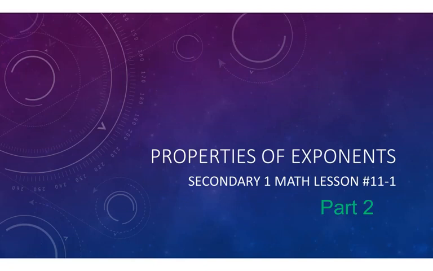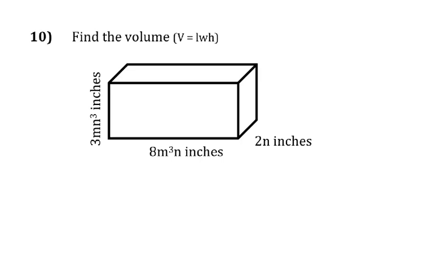This is the second part of lesson 11-1. Number 10, this time we are going to find the volume of a solid, and the volume of this rectangular prism is found by multiplying the length times the width times the height. So I have 3 dimensions this time. So I've got this times this times this, and it's going to be inches times inches times inches, so my answer will be in inches cubed.